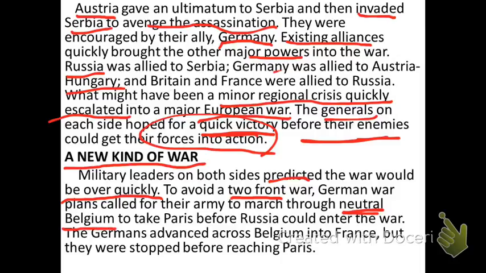And the Belgians were and have always been neutral. And so the Germans were going to send their troops through Belgium so they could take Paris and take control of France before Russia could enter the war.